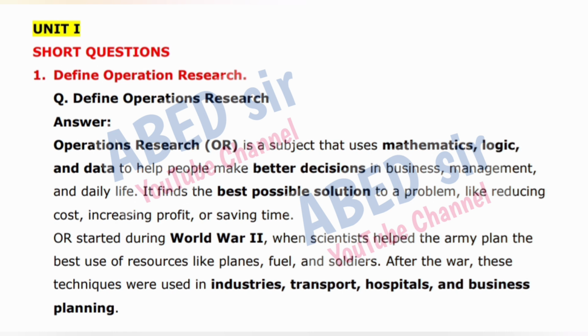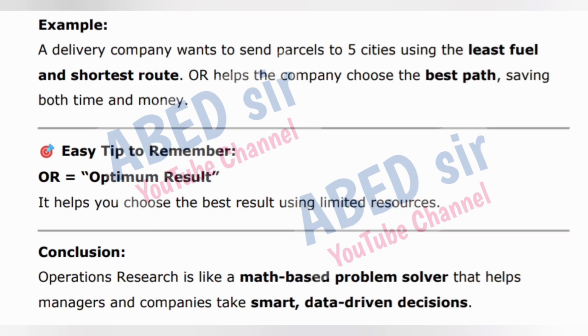OR started during World War II, when scientists helped the army plan the best use of resources like planes, fuel, and soldiers. After the war, these techniques were used in industries, transport, hospitals, and business planning. Example: a delivery company wants to send parcels to 5 cities using the least fuel and shortest route. OR helps the company choose the best path, saving both time and money.